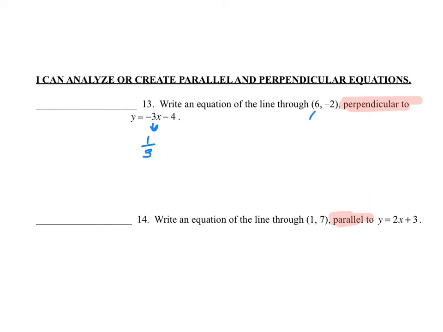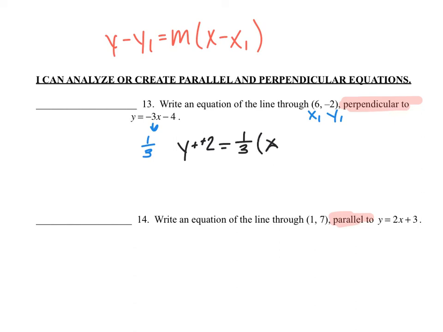This is my x1. This is my y1. Okay, and I'm going to use the point slope formula, which is y minus y1 equals m times x minus x1. So I get y minus a negative 2. Remember, when we subtract a negative, that's the same as adding. Equals 1 over 3 times x minus 6.